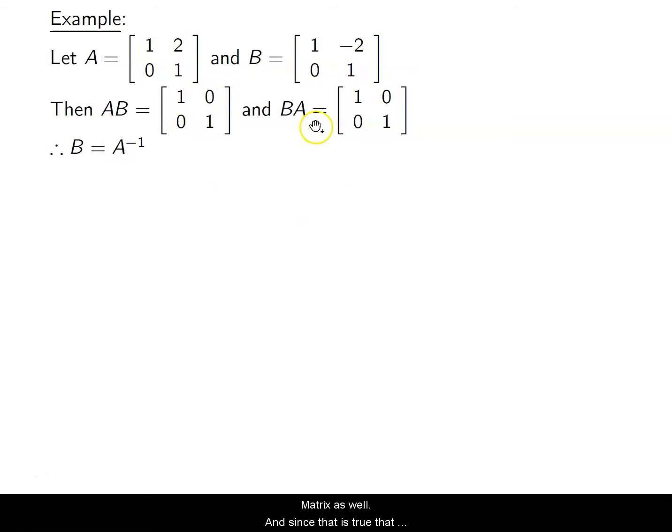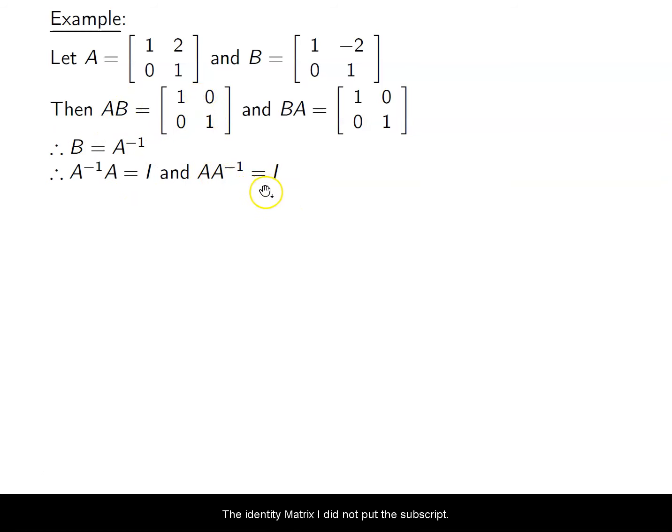And since that is true, that means that B is the inverse of our matrix A. We could also say that A is the inverse of B. And A inverse times A is going to give me out the identity matrix, which it does. So B times A here is the same as A inverse A, because I'm calling B my inverse. And I also have A times its inverse, A inverse, equaling the identity matrix as well.